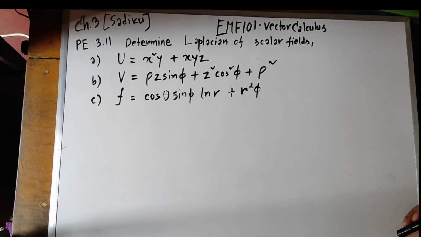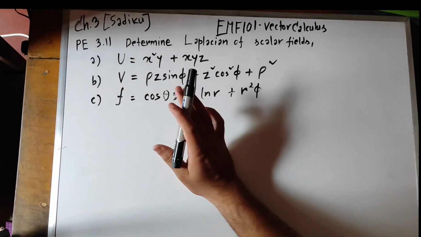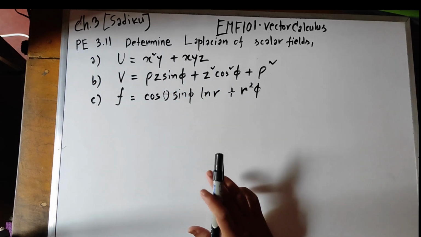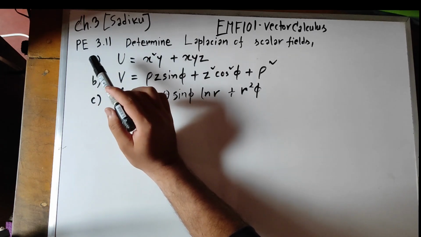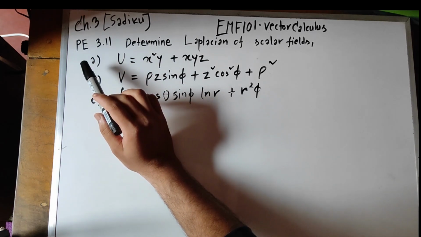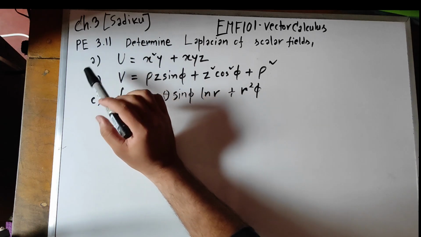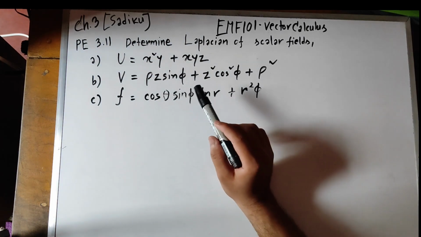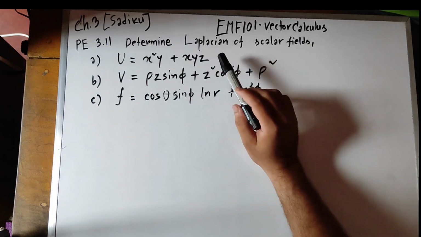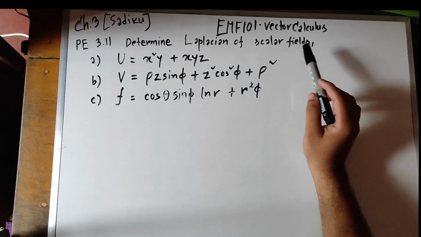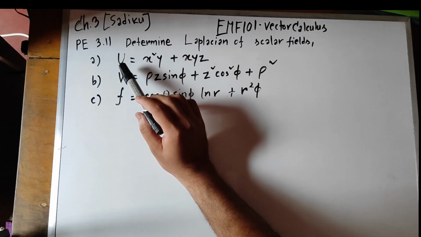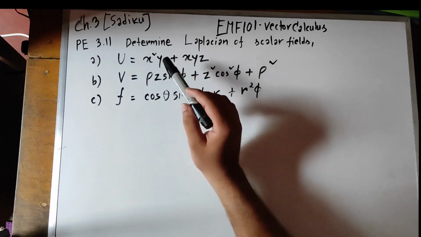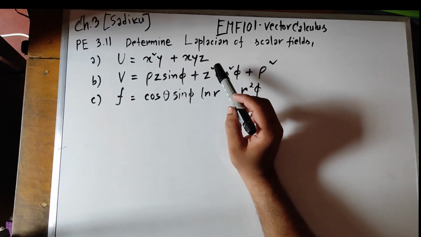In this video I'm gonna solve practice exercise problem 3.11 from chapter 3 of Elements of Electromagnetics book by Matthew Sadiku, in which we have to determine the Laplacian of the scalar fields given below. The first scalar field is u equals x square y plus xyz.